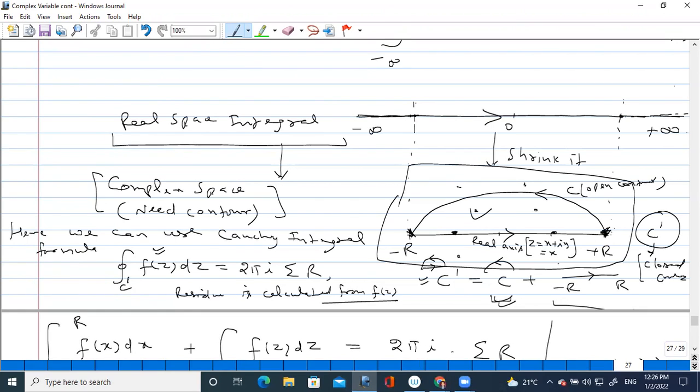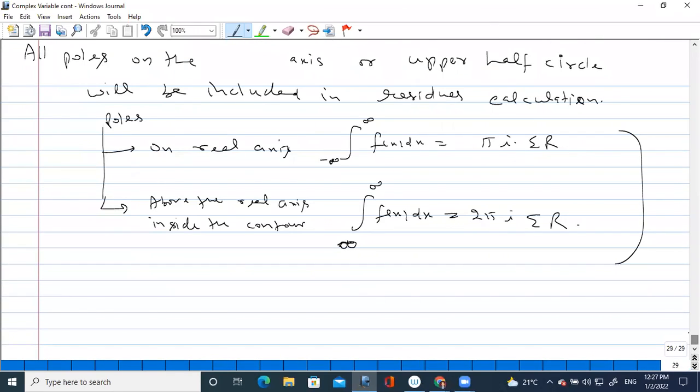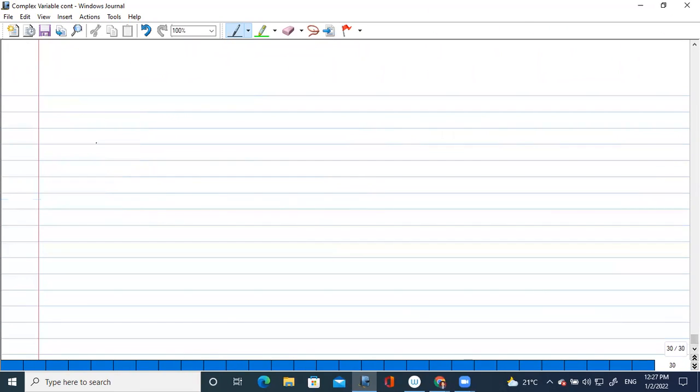Our contour is existing in the complex part. It is not infinity. R is some limit. Yes, sir. This R is different. This is the residue. This I have just taken as 2 points, minus R and plus R. Okay, so let us take one question.